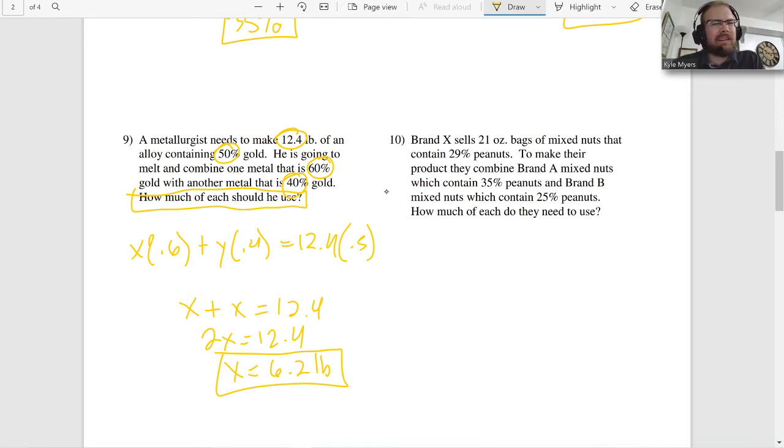Okay, let's see if we need to do any system stuff on this next one. Okay, so brand X sells 21-ounce bags of mixed nuts.